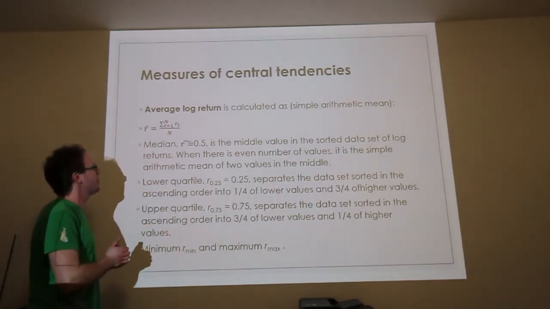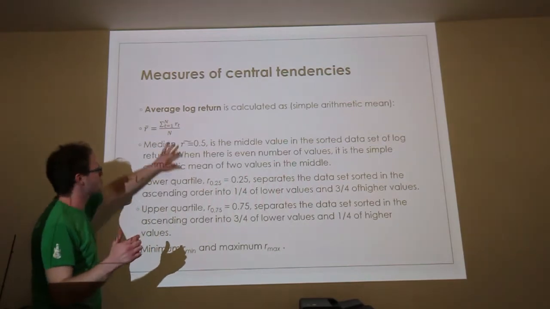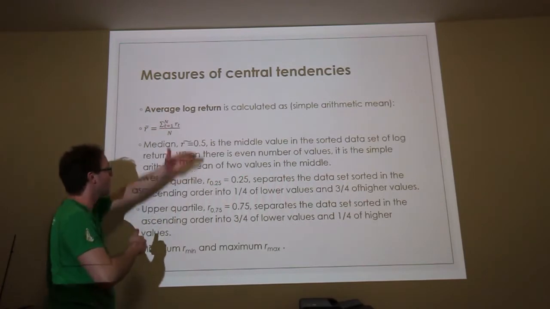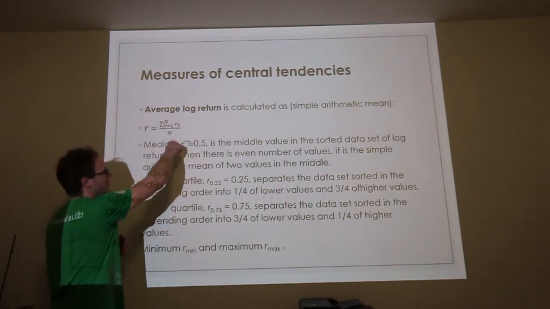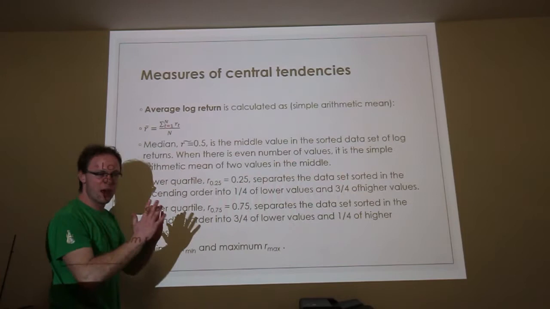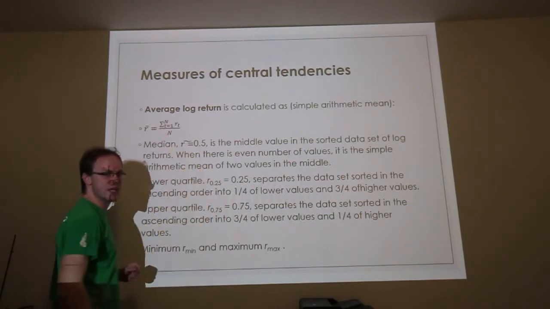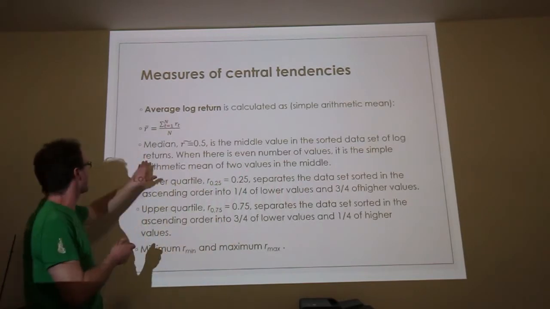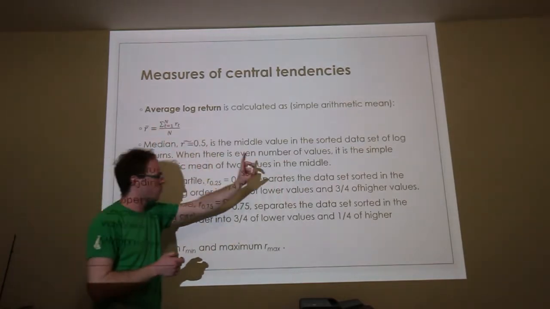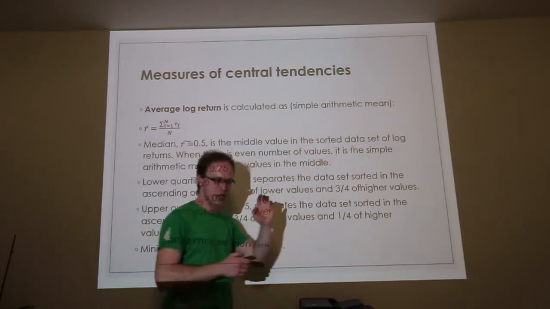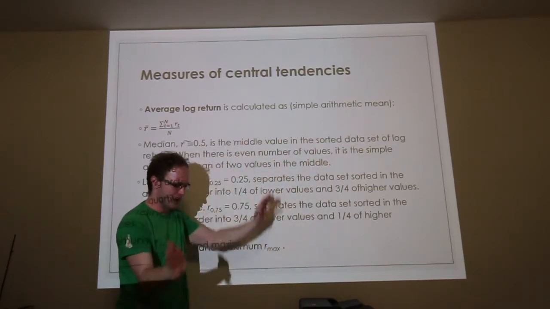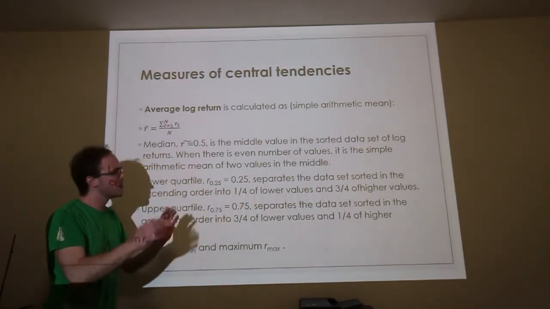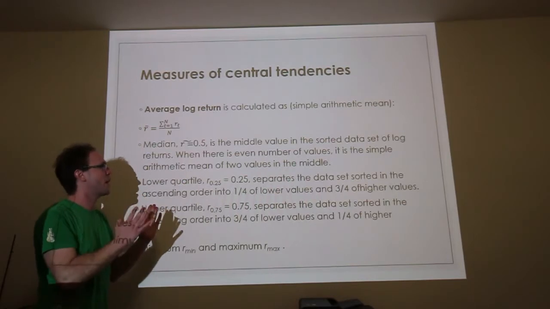Median can be denoted like a small letter, in our case r, with the wave 0.5, yeah, because the median is in the middle. Median is the middle value in the sorted data set of log returns. It is very important word, sorted. Yes, for example, in ascending or descending form, it does not matter, but the sample must be sorted. Yes, because we need to find a value in the middle.